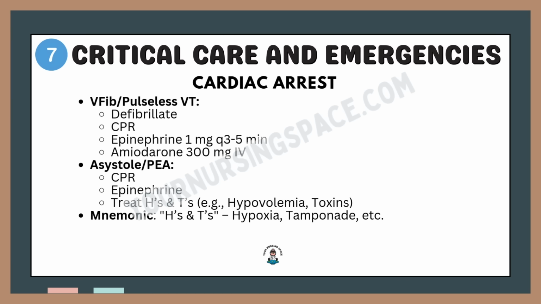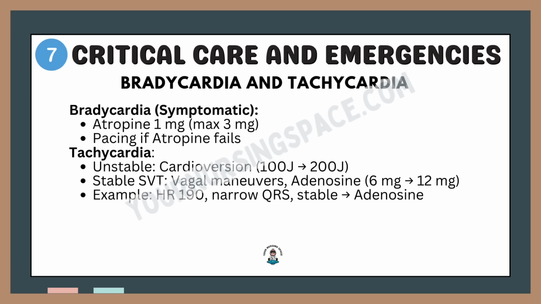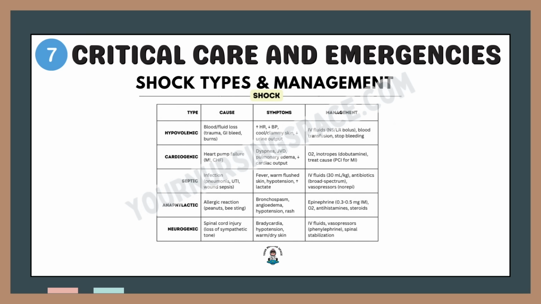For symptomatic bradycardia, say heart rate 40 with dizziness, give atropine, 1 milligram up to 3 milligrams. If it flops, transcutaneous pacing's next. Tachycardia is trickier. Unstable, like heart rate 200 with hypotension, get synchronized cardioversion starting at 100 joules. But stable SVT, heart rate 190, narrow QRS, try vagal maneuvers, then adenosine, 6 milligrams, then 12 milligrams IV. It's all about stability. NCLEX drills that.